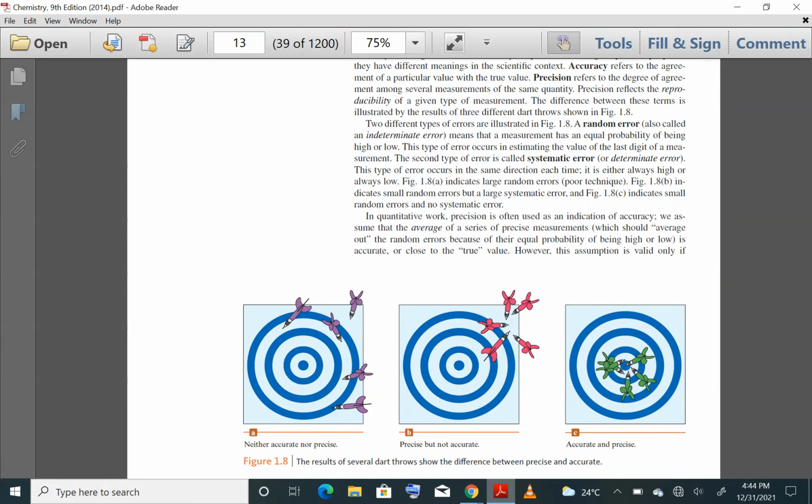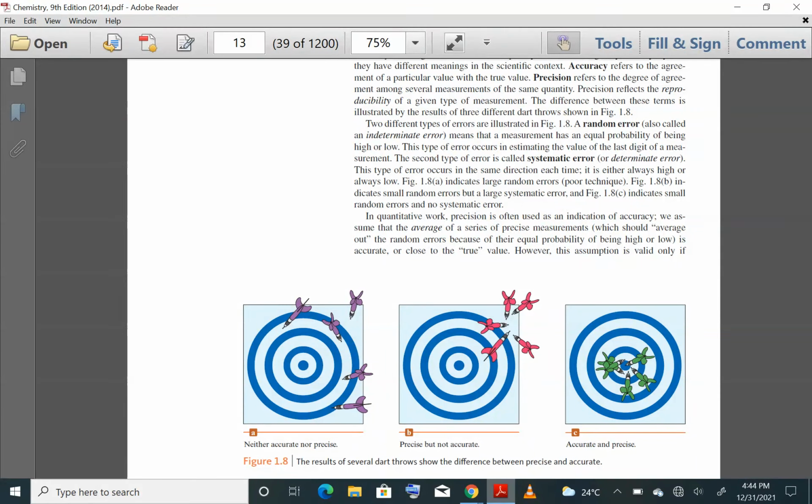So there's this lovely picture here that will help us understand this. When we go to the first part, the one on the far left, you see it's neither precise nor accurate. Why are we saying that it's neither accurate nor precise? Because remember, with accuracy we are talking about hitting the bullseye. And when you see all those darts, none of them has hit the bullseye, or none of them is close to the bullseye. So you are saying, okay, it's not accurate.